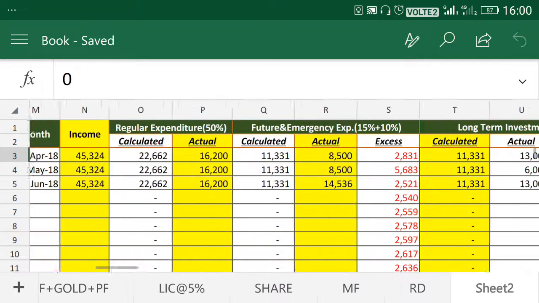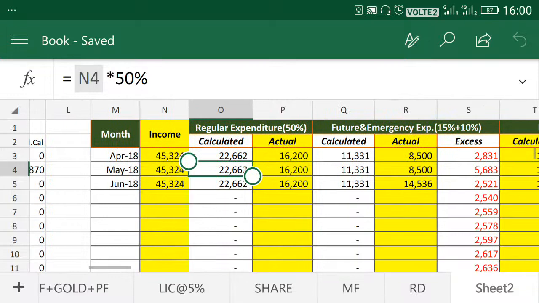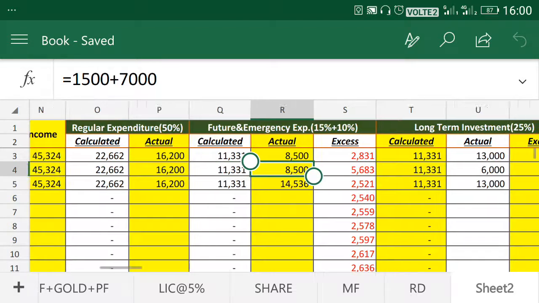Now come to the next column, month of May. Now I will tell you one thing, from May onwards the formulas are the same. That is, from the second month the formula will be the same for the forthcoming months. The formula we have used in the second month, the same formula will be used in the forthcoming months also. So I will discuss up to the second month. So calculated investment is the same, 50% of your income for regular expenditure, and actually what you have made. Now come to the future and emergency expenditures. Calculated one, same, it will be 25% of your income, and actual what investment you have done.